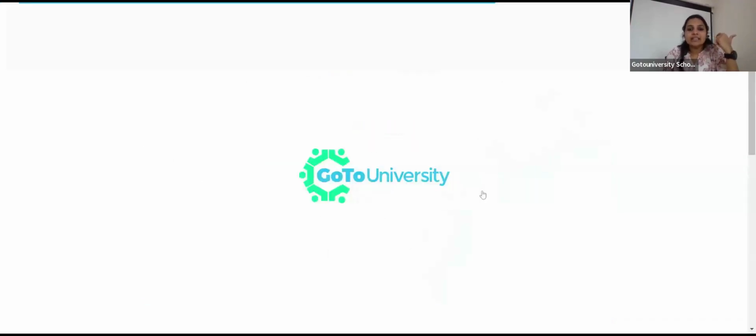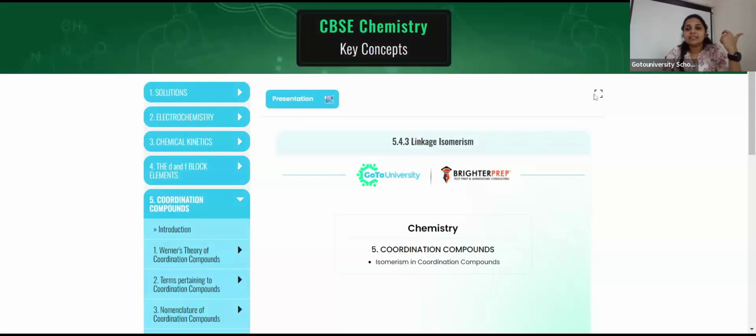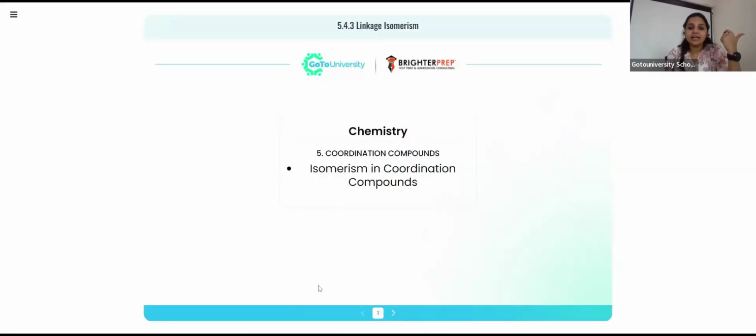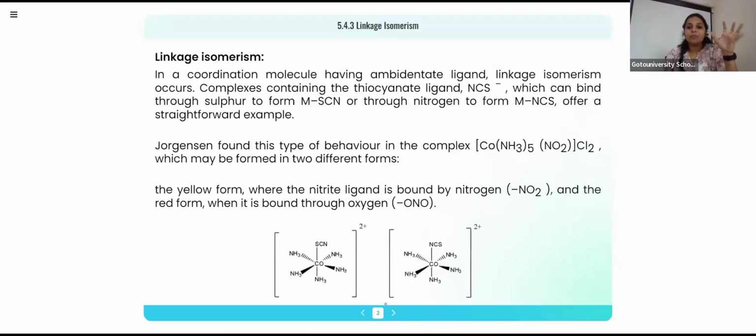Next one is linkage isomerism. Linkage isomerism means how they are bonded to the metal. See here, suppose you are taking a ligand that is NO2. NO2, that is the nitro group, right? There is an importance with this nitro group. The nitro group can link to the metal atom either through nitrogen or through oxygen.